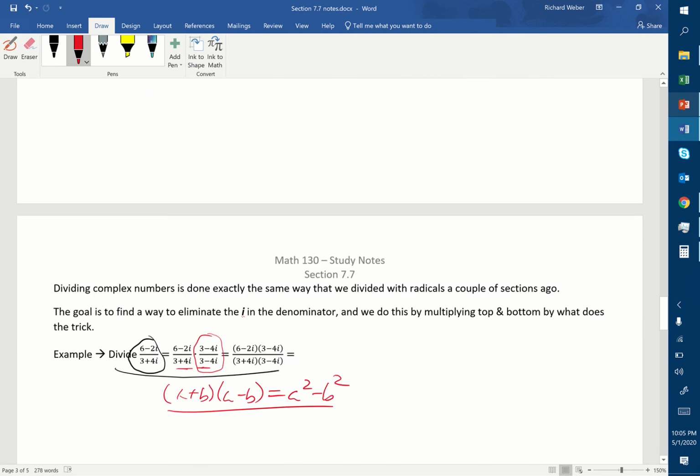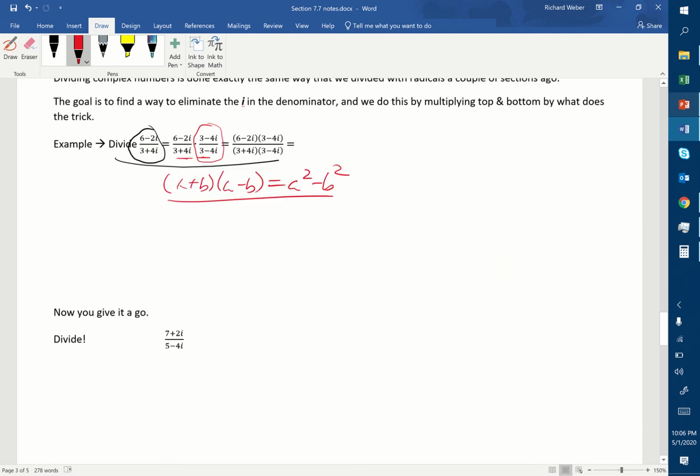That's how you divide. You don't do long division. You're going to do it just like we did when we were rationalizing the denominator. This is the same thing. It's like we're rationalizing the denominator to make this happen. So here's this one example for division with complex numbers.